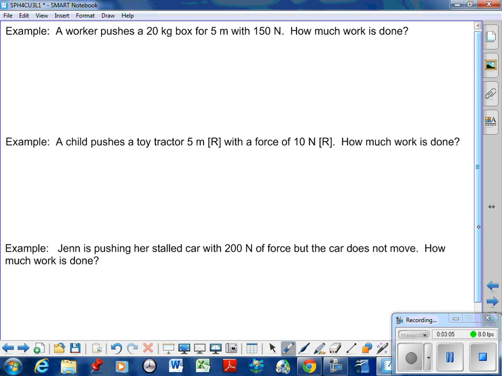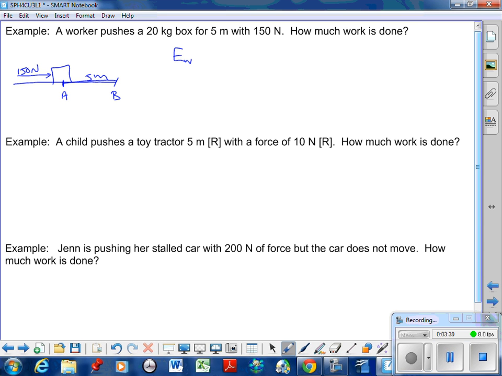A worker pushes a 20 kilogram box for 5 meters with 150 newtons. All right. So just a quick diagram. Pushes the box, 150 newtons, moves it from point A to point B, which is 5 meters. And this is kind of the funny part here: 20 kilogram box. All right. Work, and I'm going to use energy with a W below here for work.